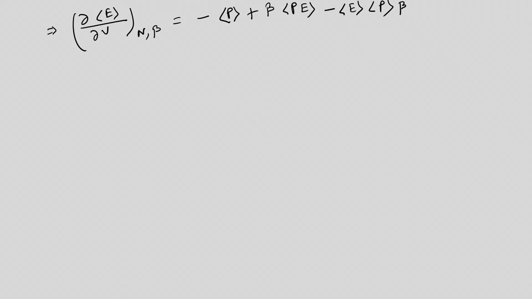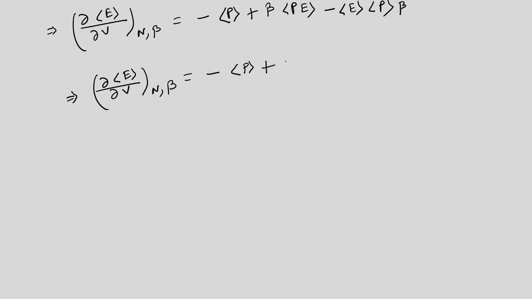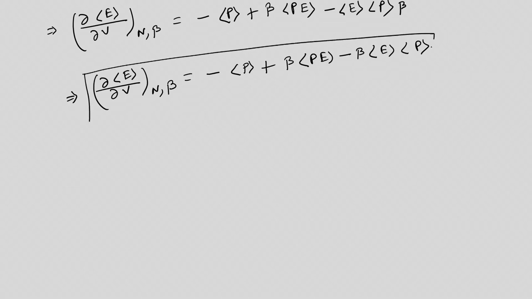So we can write del E average by del V at constant n and beta is minus P average plus beta times P E average minus beta E average times P average. Now, for those who did not understand how we arrived at this expression, I'll just show those things.